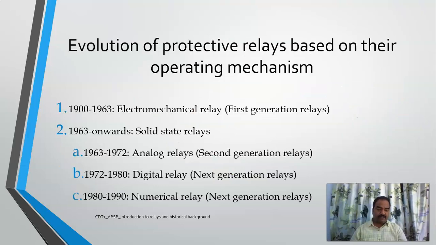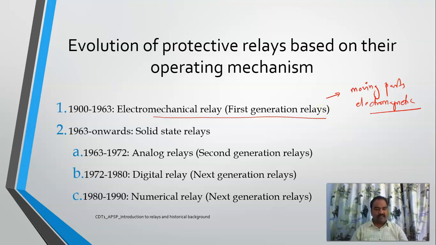The relays were first started in the 18th century. They progressed in the 1900s onwards. And the very first relays which came into picture were electromechanical relays, which were called first generation relays. Basically, they employ moving parts, and they work on the principle of electromagnetism mostly. Mostly they employ electromagnetic attraction or repulsion principle.